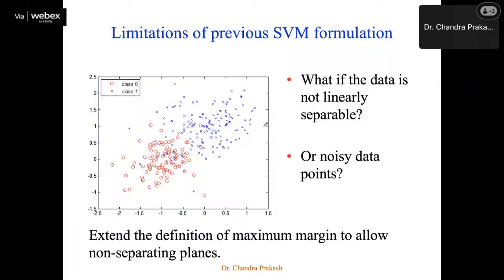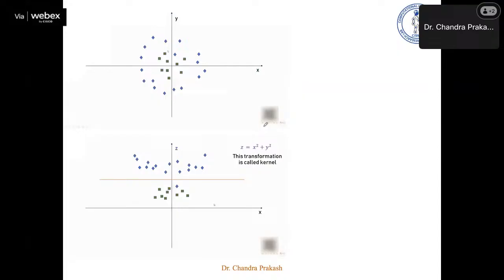Now, what if the data points are not linearly separable? Because this is the assumption that we consider: the data points should be linearly separable, or some noisy data points are there. So for such cases, we use a concept we call the kernel trick. For example, this particular problem, right? We can try to convert it into such a representation so that with a single line we can divide it, and this is known as the kernel trick.